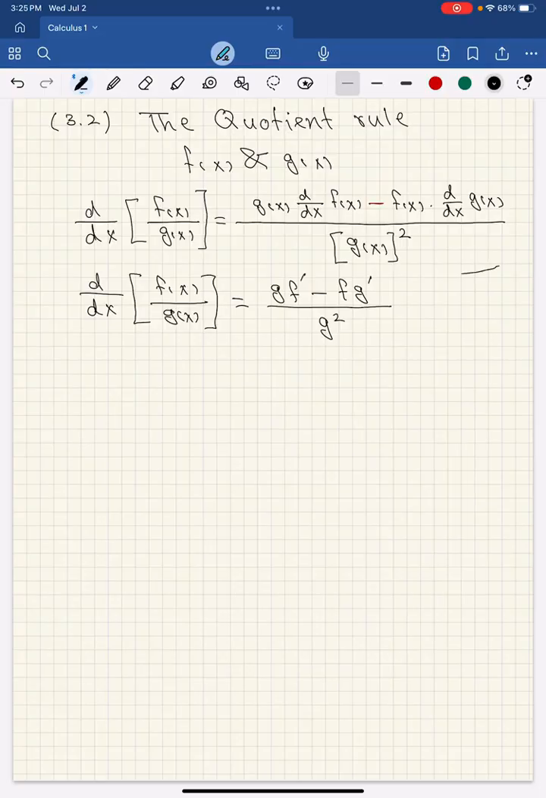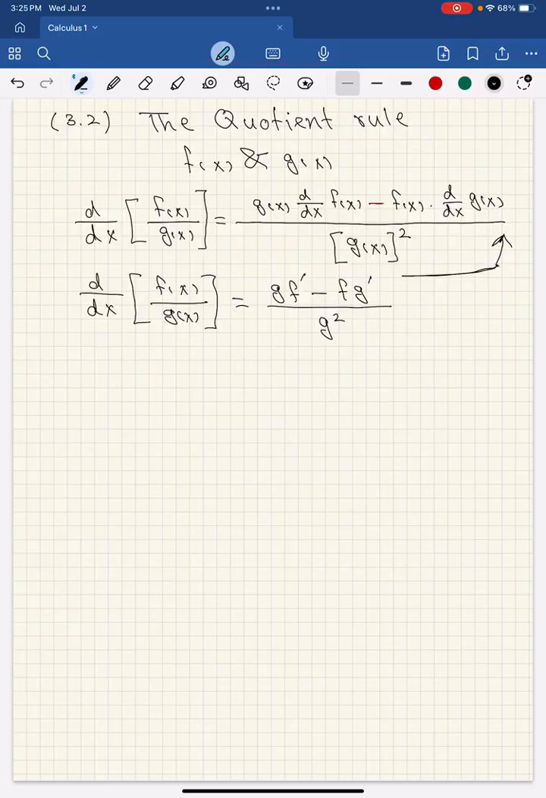In the problems, again, I'm in favor of this. I'll use this notation because it helps you a lot where to take the derivative. I always use that notation. I liked it. But this is your formula for the quotient rule.